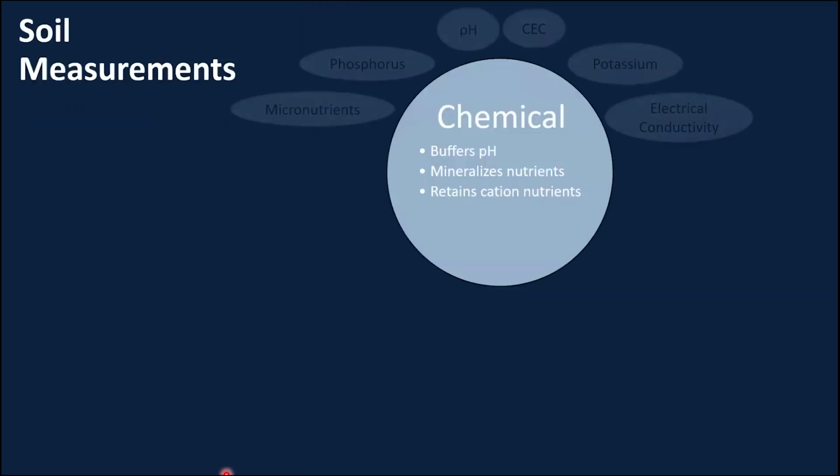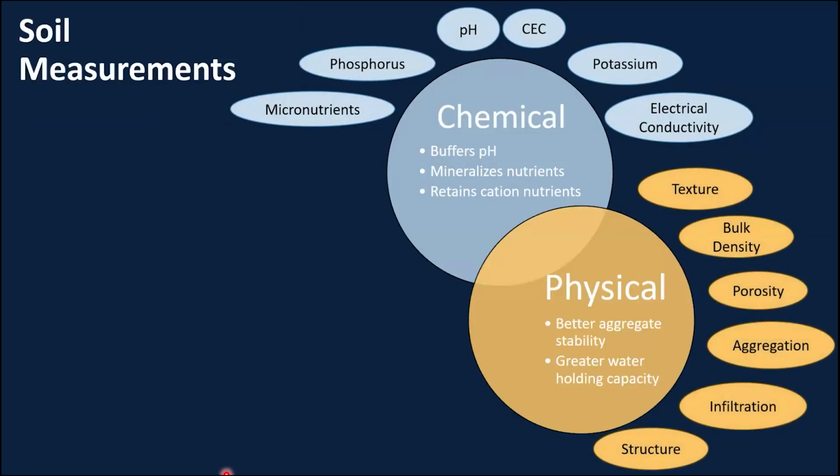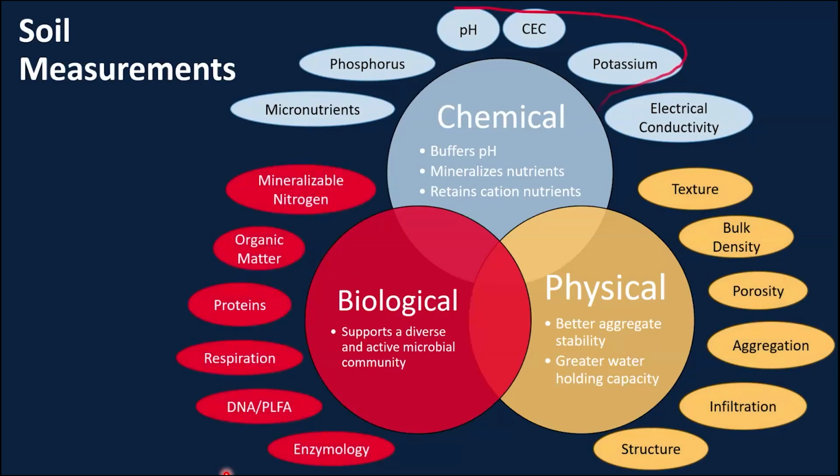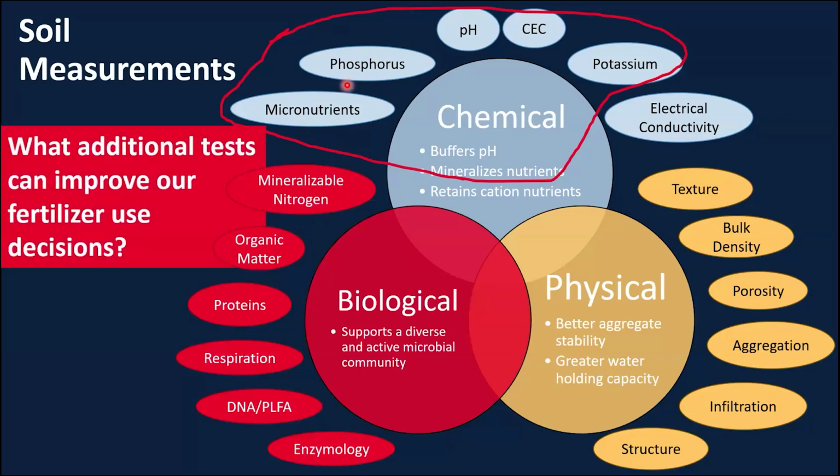Then when we look at our different soil measurements and making these decisions, we typically use these ones right here. We look at our micronutrients, our phosphorus levels, pH, CEC, potassium, but typically right now we're really just using this phosphorus level to make our recommendation. So the question becomes, what additional tests can improve our fertilizer use decisions? Because we have a lot more out here. You can see a lot more tests, but they're not being used. So how can we use those, or can we?